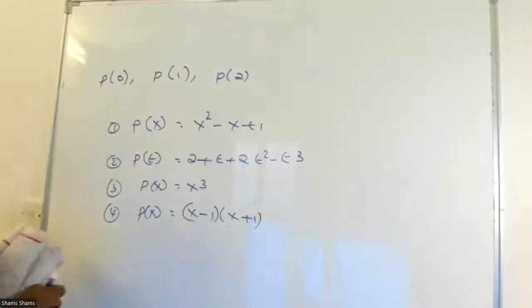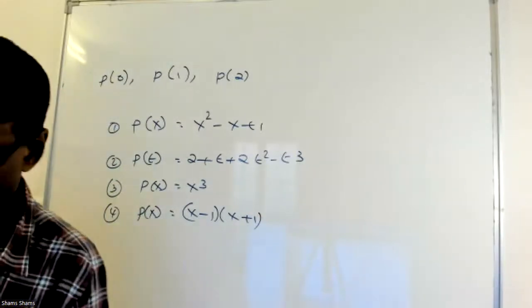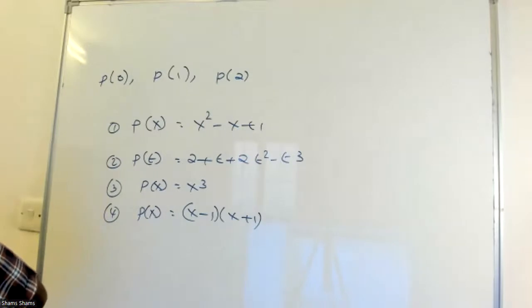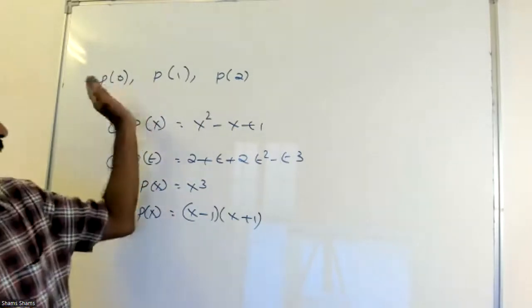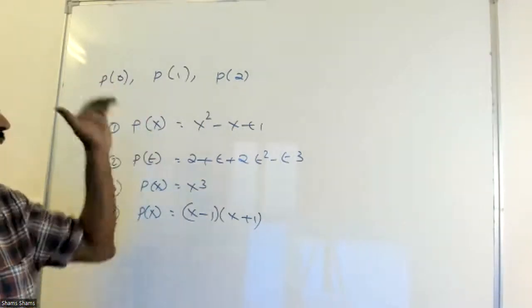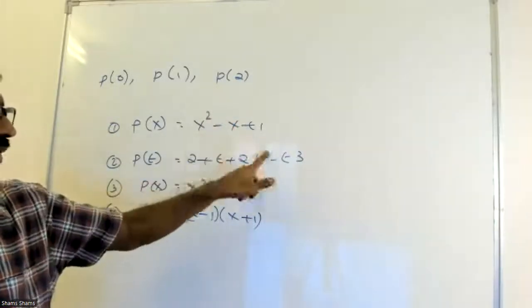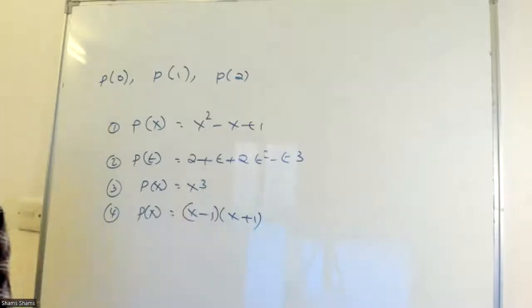Okay. Try now. So you have to find out P of 0, then P of 1, then P of 2 in each case. Here, 3 cases, 3, 3, 3, like that. Okay.